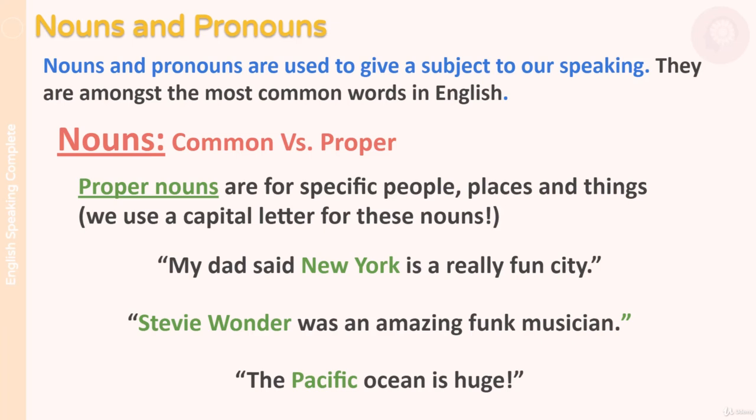So in all 3 examples, I'm talking about a specific place or person or object, and I need to capitalize in writing. This is useful for our overall understanding of English language. Of course, we'll be focusing mostly on English speaking, but developing fluency in the whole of English language is going to be really useful to you as well.